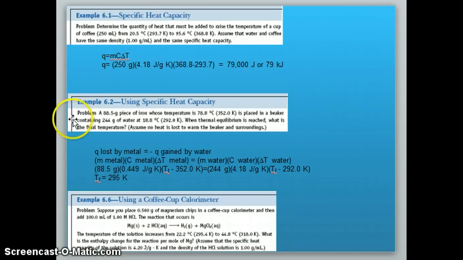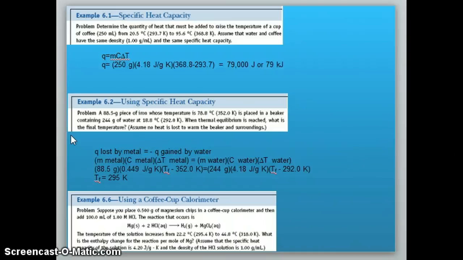All right, so let's take a look at another example, example 6.2, where you're going to use this equation Q equals mc delta T again. And the question reads as follows. It says, an 88.5 gram piece of iron whose temperature is 78.8 degrees Celsius is placed in a beaker containing 244 grams of water at 18.8 degrees. When thermal equilibrium is reached, what is the final temperature?